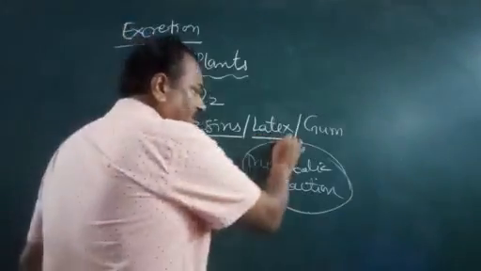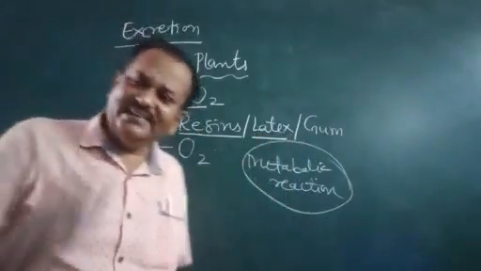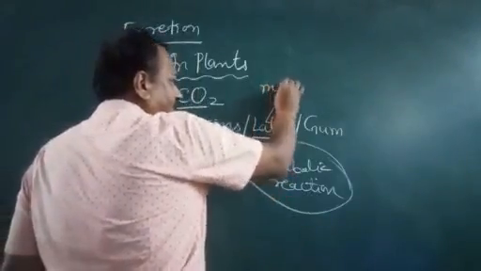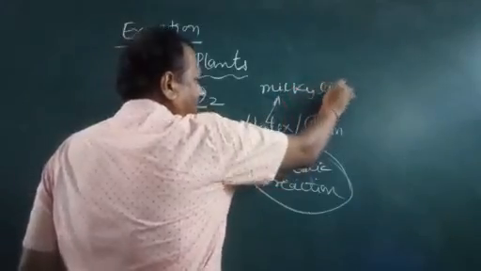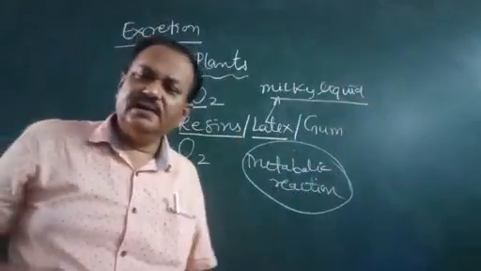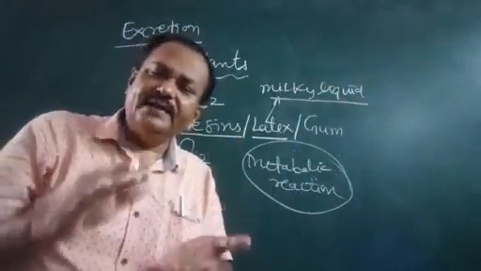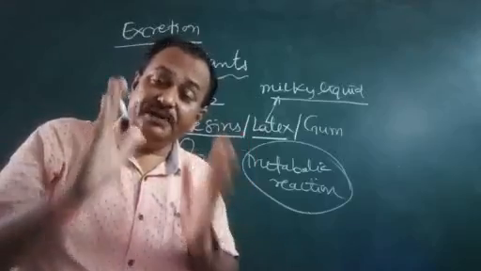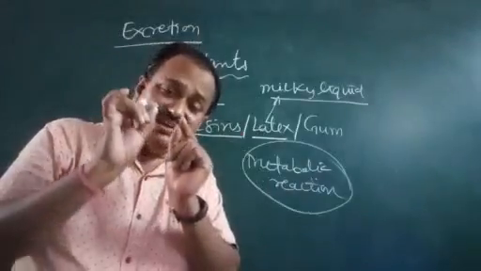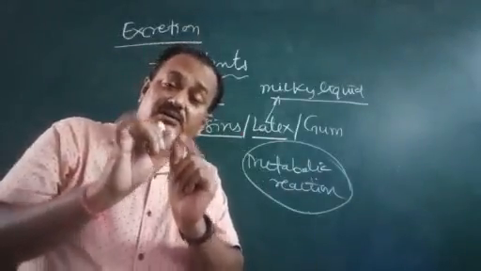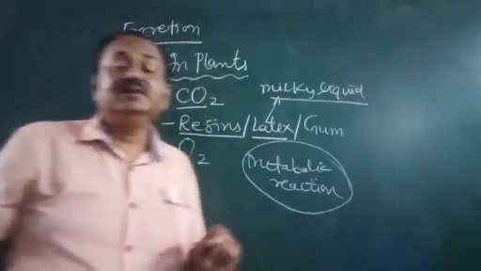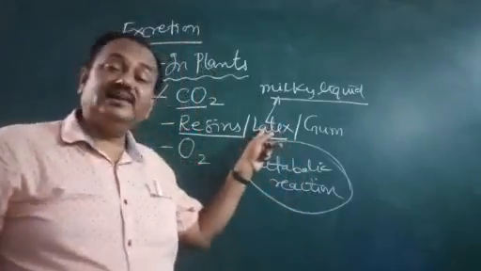Now the other example is latex. What is latex? Latex is basically a milky liquid. You must have known, like the plant of आक. आक का जो पेड़ होता है, और भी कनेर के पेड़ होते हैं, देखा होगा. जब भी उनकी leaves को हम तोड़ते हैं, what we notice is a milk-like substance. So that is called latex.